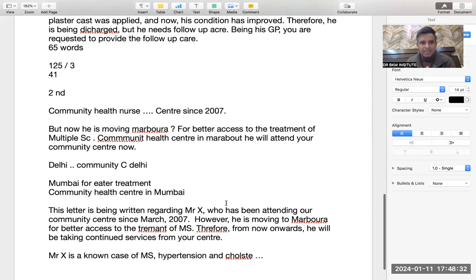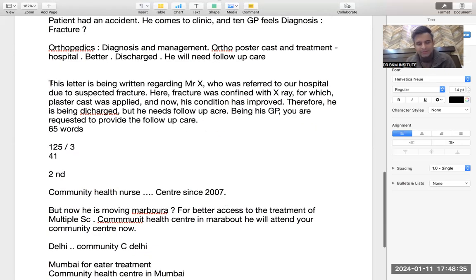Right? And this letter, which again is expected because maximum times this kind of letter will come, you simply say, this letter is being written regarding Mr. X, who was referred to our hospital due to this reason. Now he is better, so he is being discharged. Being his GP, you are requested to provide him the follow-up care.